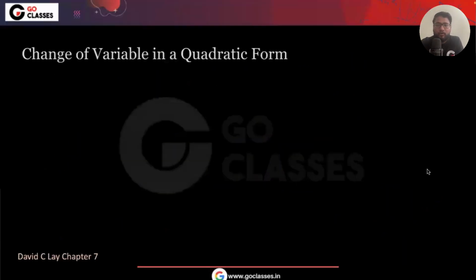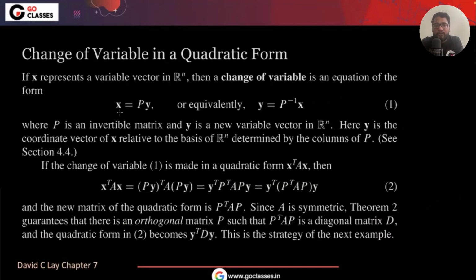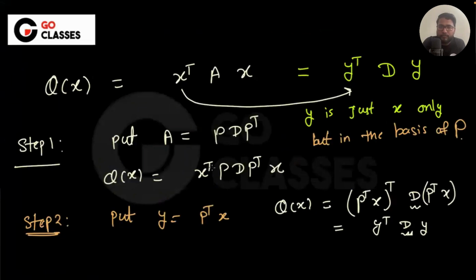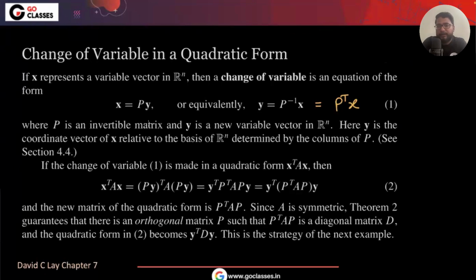So let me just go over it. This again I have taken from David Lay, chapter 7. This is called change of variable in quadratic form. For example, you put x equal to Py, or y equal to P inverse x, or y equal to P transpose x, which is also equal if P is orthogonal. Both are fine, in whatever way you want to represent it. Basically they are just writing this x as Py, and finally they will be getting the same thing.